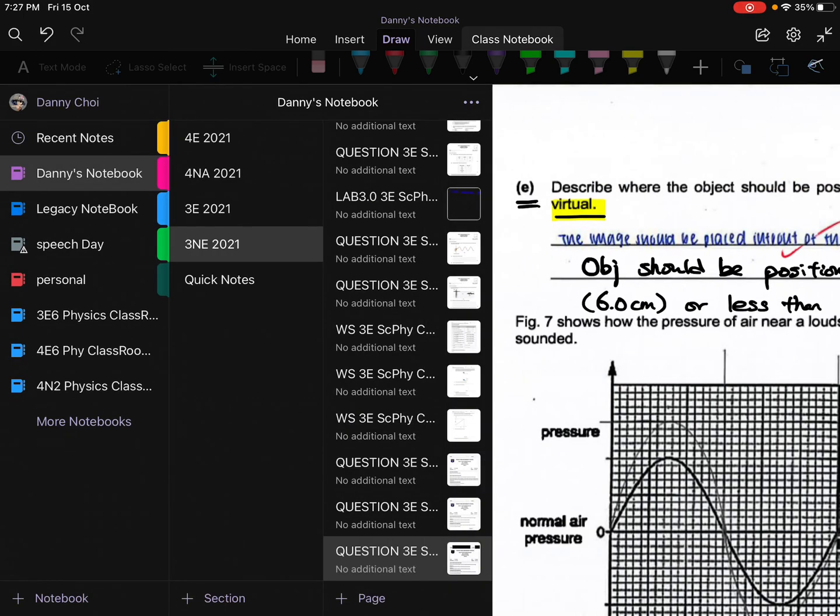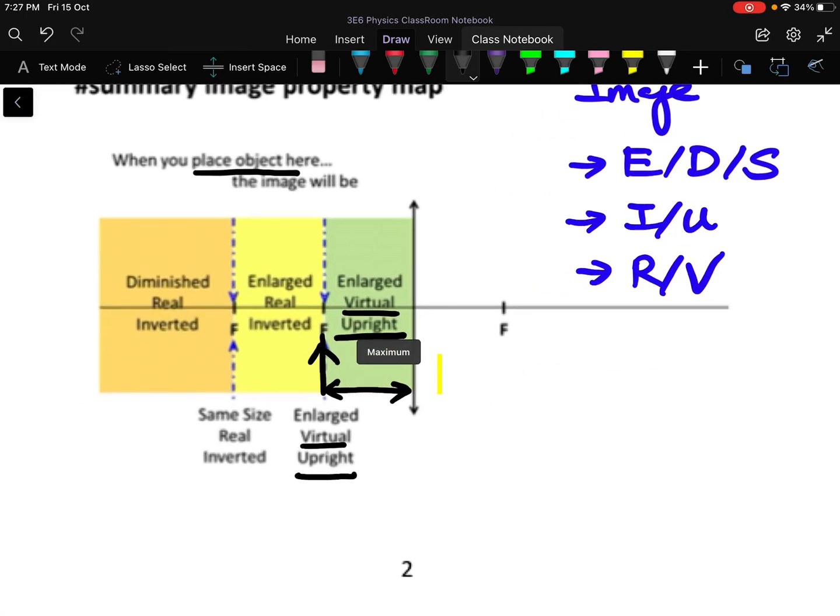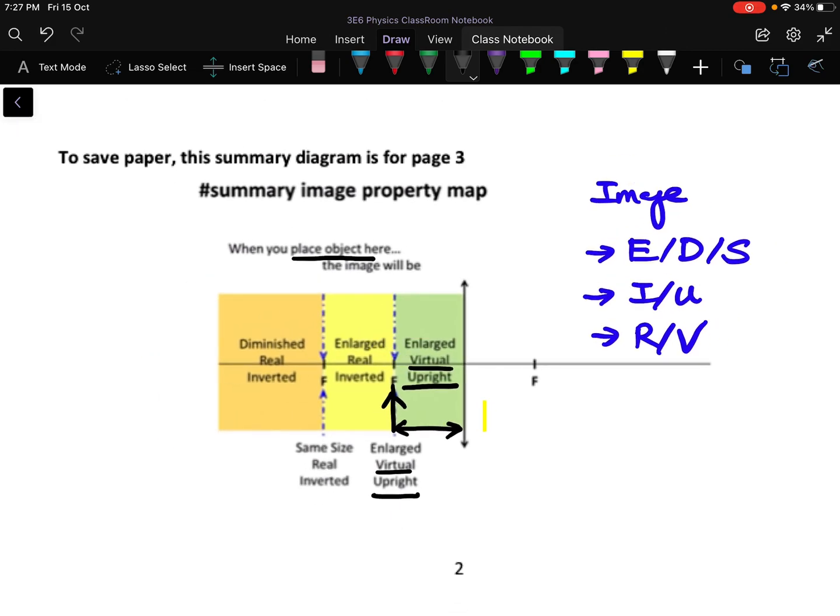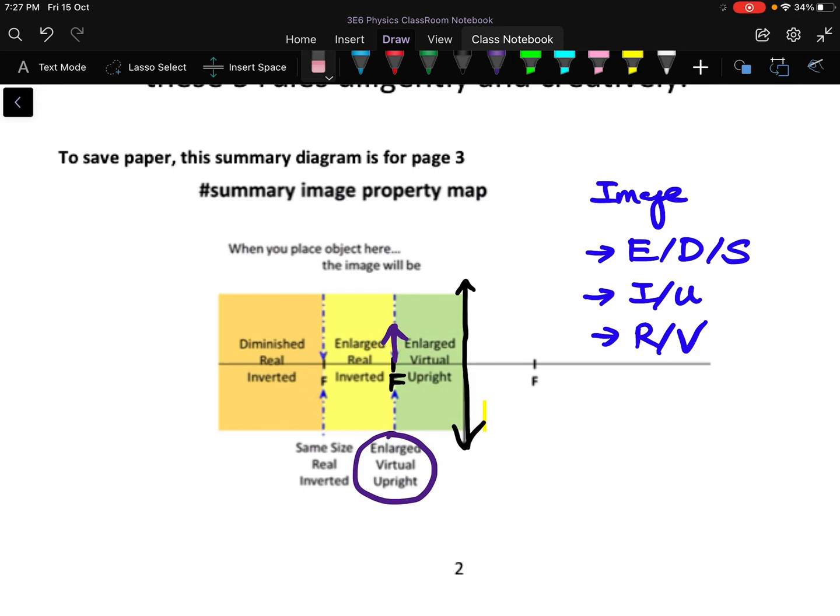In fact, I strongly advise you to memorize this table, because in MCQ, a lot of questions revolve around image property. If you have forgotten how to read this, basically it tells you that if I put an object here in this region, what is this green region? This region is within one focal length away from the lens. So if you put an object over here in this green region, I would know that you are going to get an enlarged, virtual, and upright image. So this is how you use this diagram. And if you put it right at F, you will also have enlarged, virtual, upright.